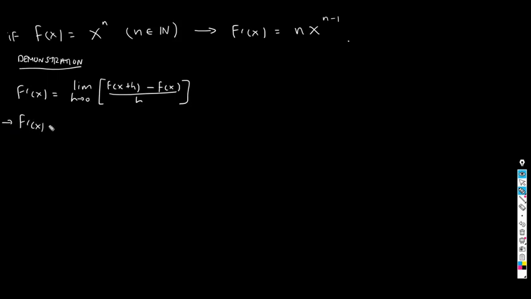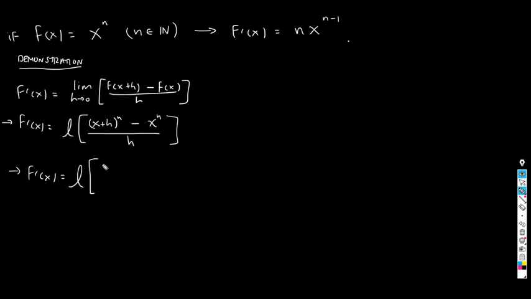So f prime of x is going to be equal to the limit as h goes to 0. This is not a standard symbol, okay? I just made this up. Do not think that this is the same as this in mathematics. This is just my notation. Okay, f of x plus h. If f of x is equal to x to the n, then f of x plus h will be x plus h to the n, minus f of x. How much is f of x? It's x to the n, over h.